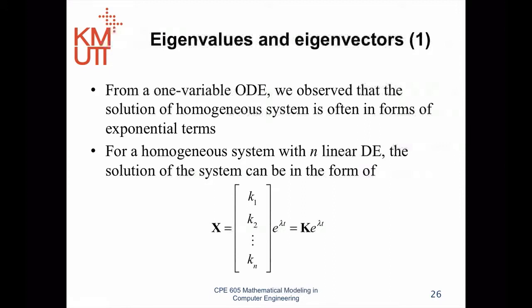From the one-variable ordinary differential equations we solved last time, we observed that the solution of a homogeneous equation is often in the form of exponential terms. So for a homogeneous system with n linear differential equations, the solution of the system can be in the form of a vector k, from k1 to kn, times an exponential term. We will write this vector k associated with e to the lambda t.